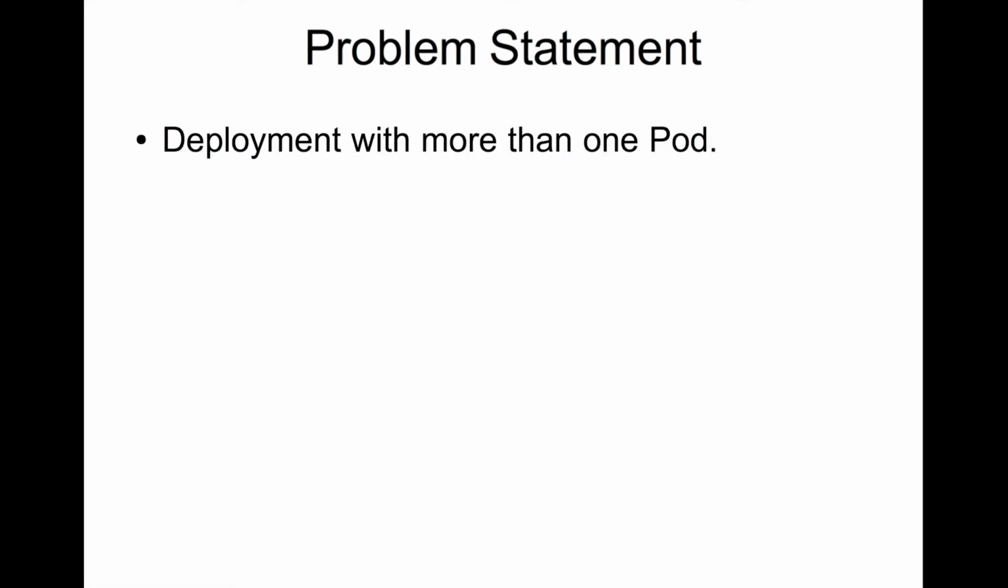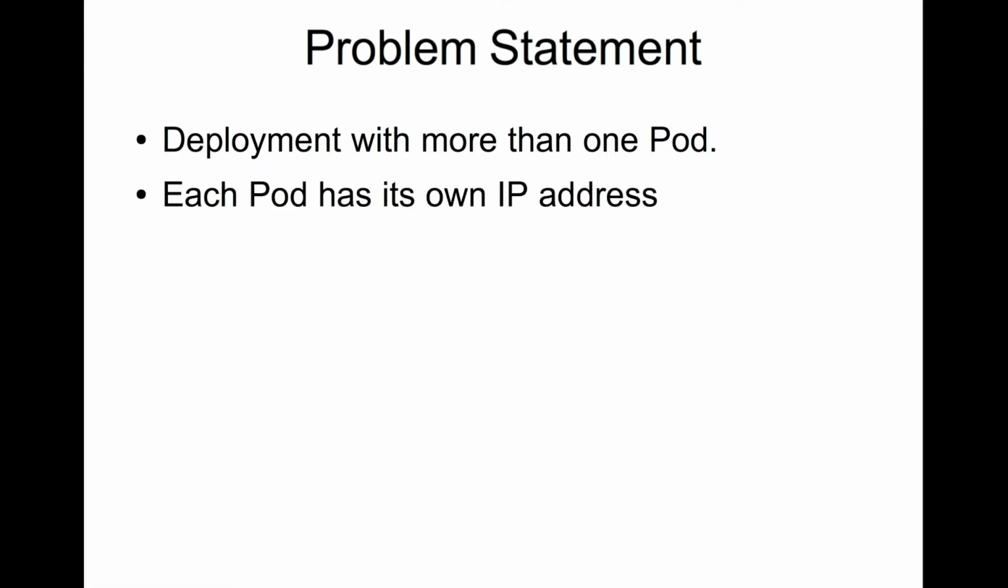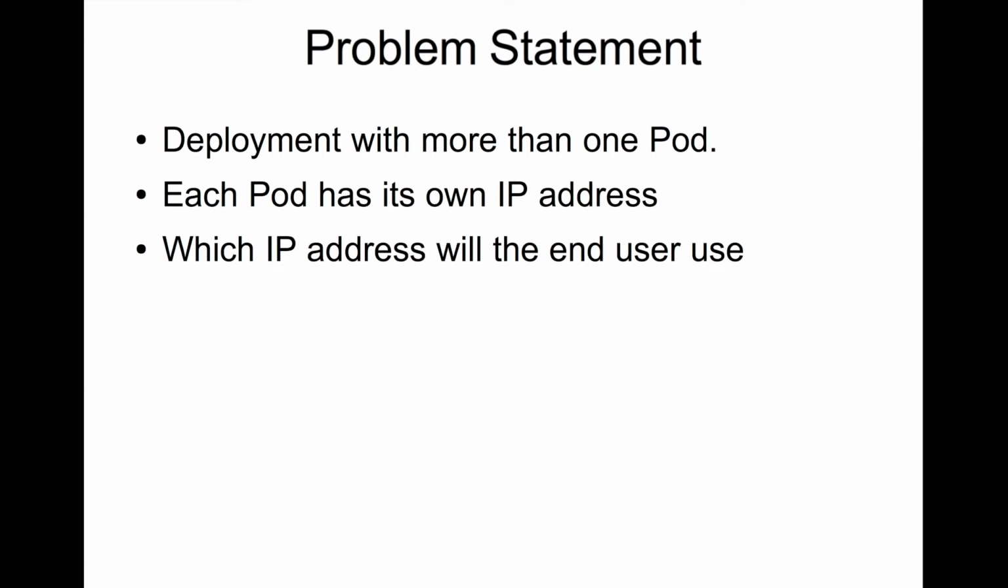In the previous demo, we created a deployment with two pods. Each pod has its own IP address. What is the IP address the end user should use to talk to the Hello World application? If the end user always uses one of the two IP addresses to talk to one of the pods, the other pod will remain idle and be underutilized.